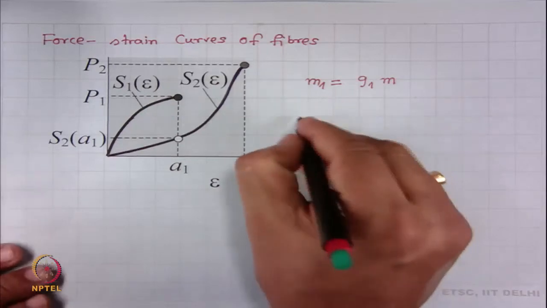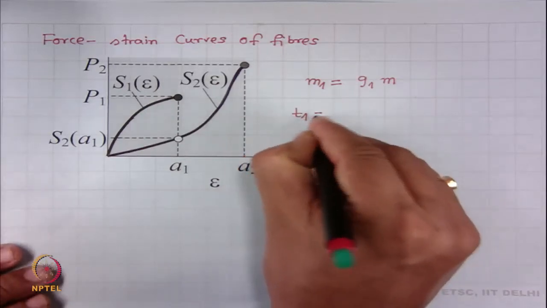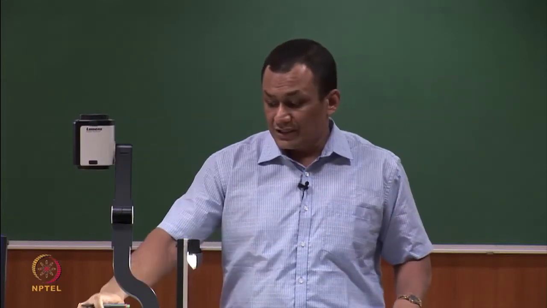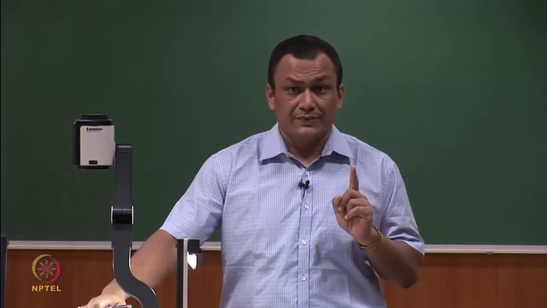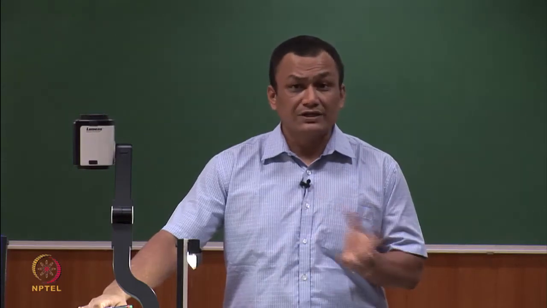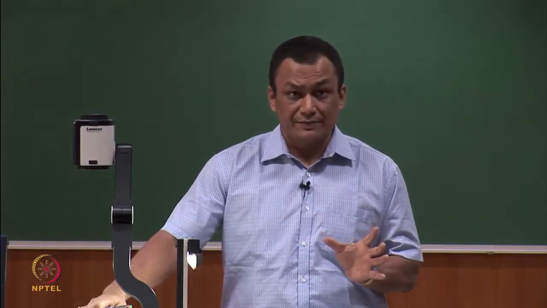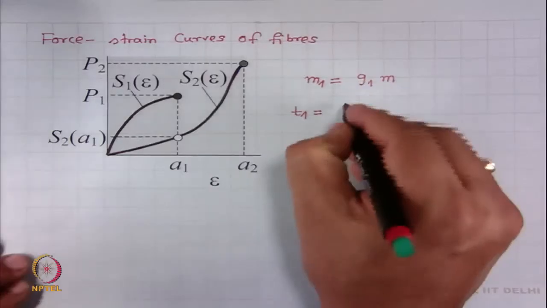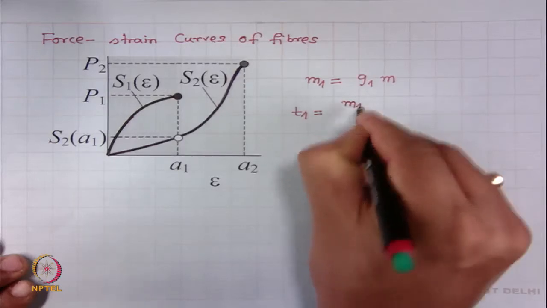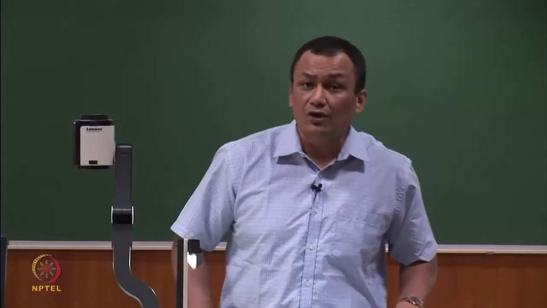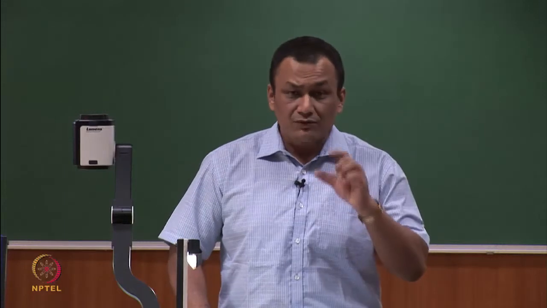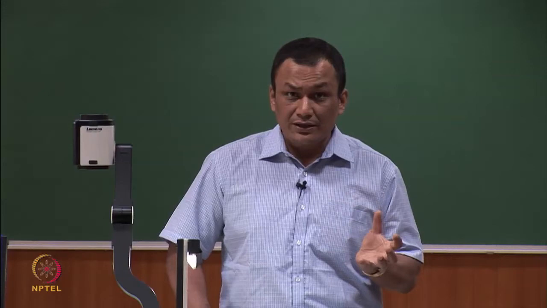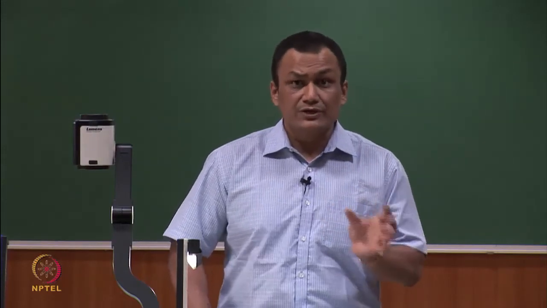What is the fineness of type 1 fiber? Single fiber fineness. So, what is the fineness of type 1 fiber? It is the mass of all type 1 fibers divided by the length of all type 1 fibers. So, the mass of all type 1 fibers is M1, divided by the length of all type 1 fibers. What is the length of one fiber? Small h. How many fibers are present? N1. So, what is the total length? N1 into h.